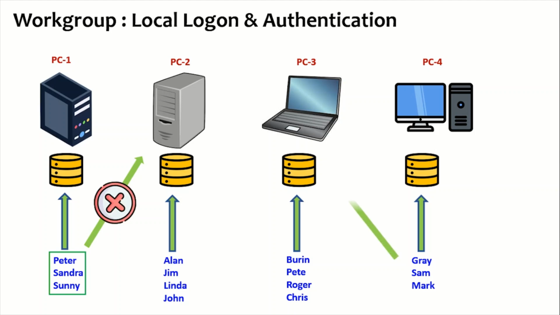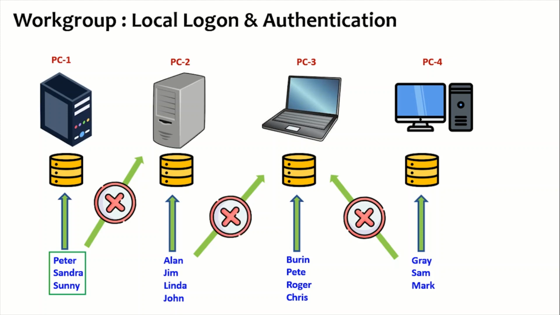Same thing goes with, say, Gary, Sam or Mark, if any one of them tries to log on to PC3 with their credentials. Again, same thing will happen. PC3 will look into its database, the local database, to see if the username and password is present or not. If it's not present, it will not allow them to log on, and so on and so forth. If Alan, Jim, Linda or John, anyone logs on to PC3, same thing is going to happen. It will check against its own local database and the logon attempt will fail.